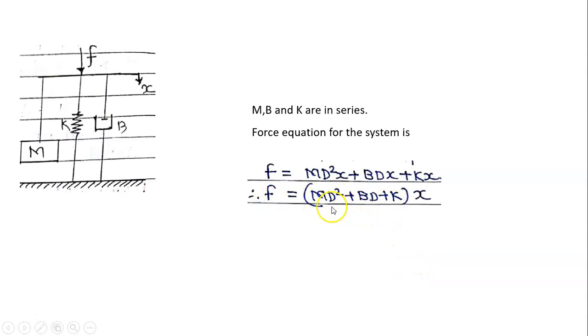Therefore, you can write down the total impedance Z is equal to M D squared plus B D plus K. Therefore, F is equal to Z X. Substituting the value of Z, you can find this equation, that is, F is equal to (M D squared plus B D plus K) into X.